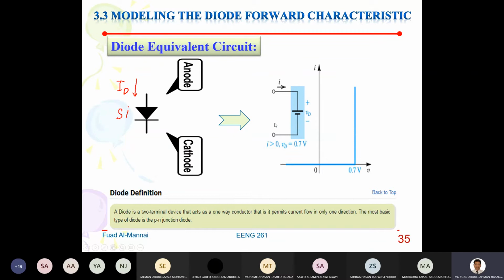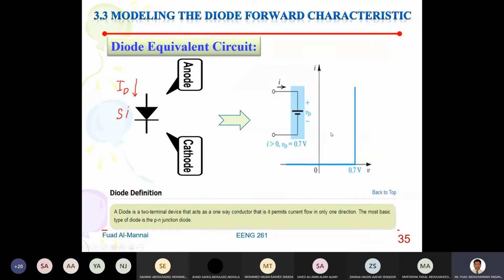If it is germanium, it will be 0.3, and if it is gallium arsenide, it will be 1.2. The graph of it, as we said before, since it is 0.7 volt, will be like this. You have to exceed 0.7 volt in order for the diode to be forward biased. Once you reach 0.7, the diode will go on, forward bias.